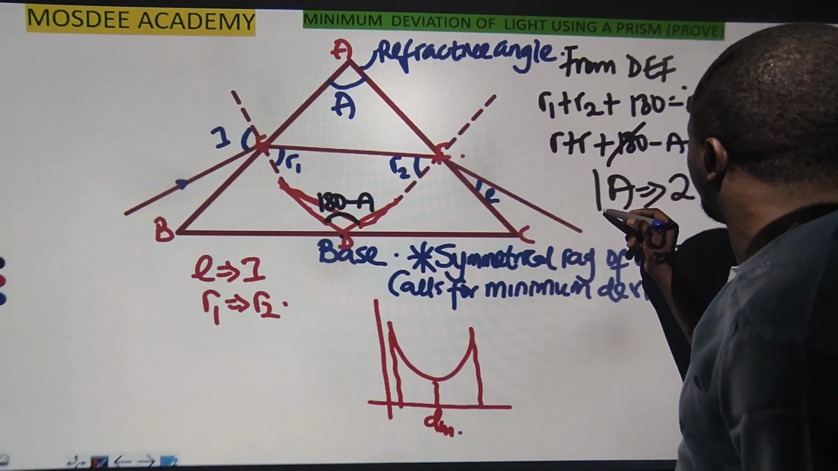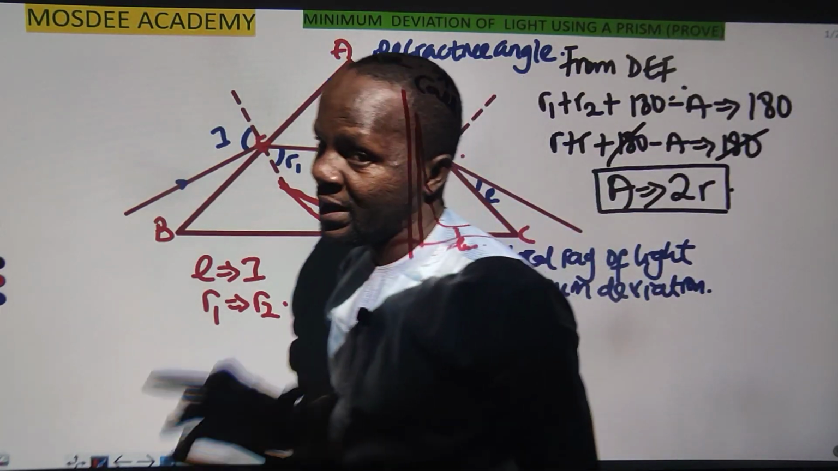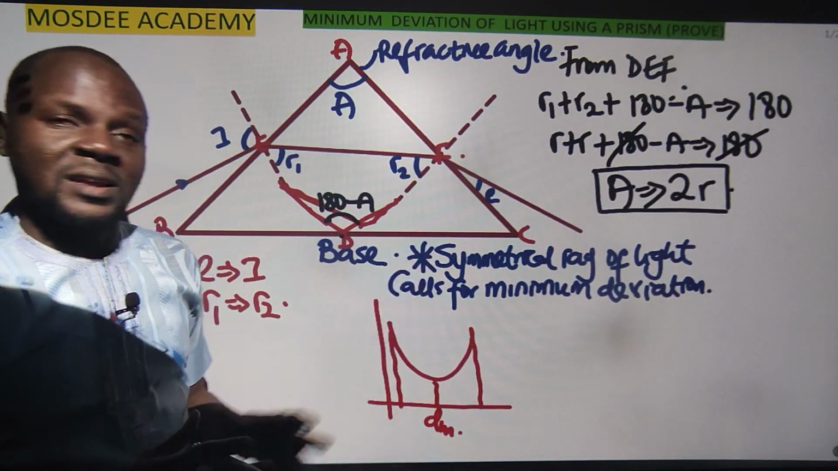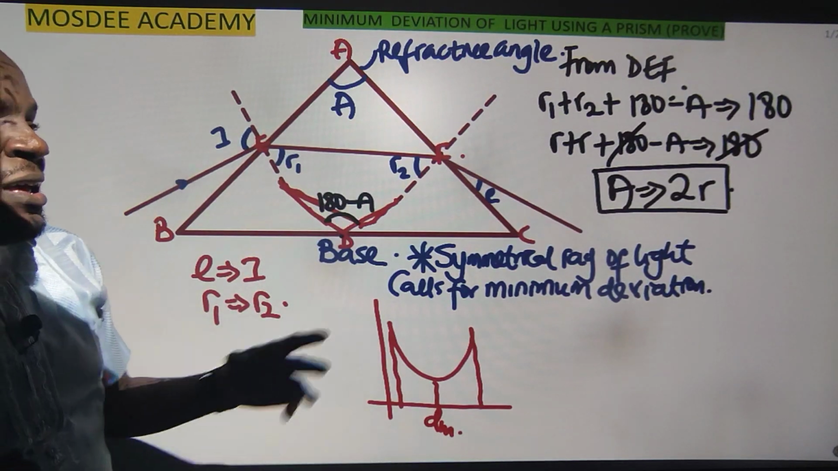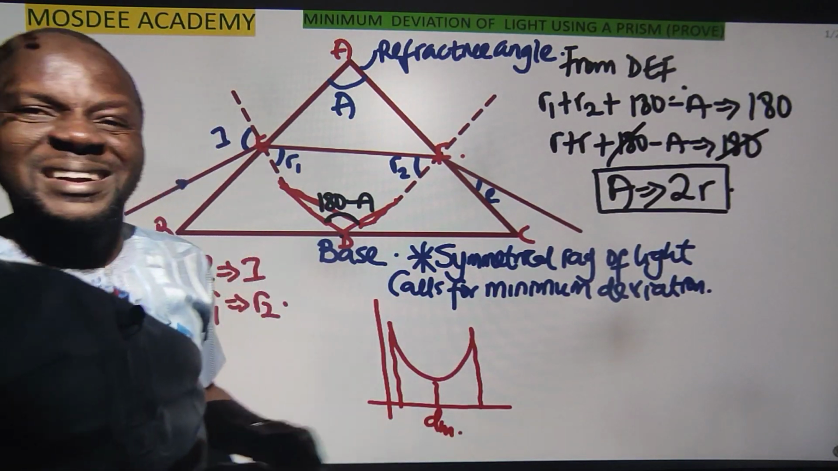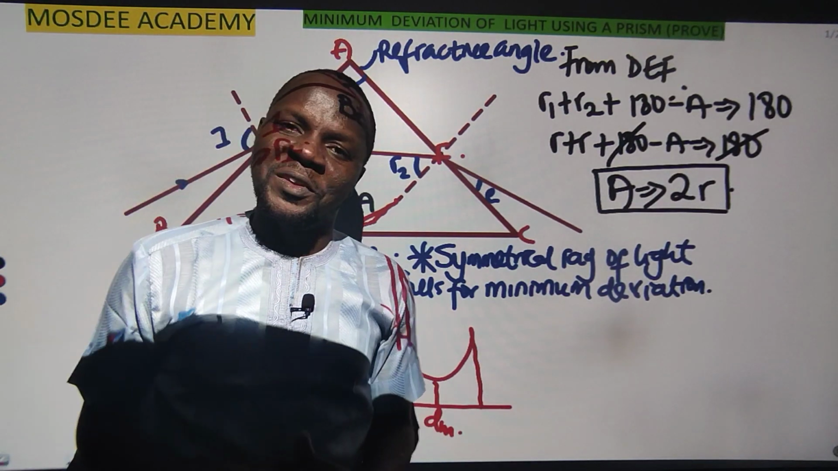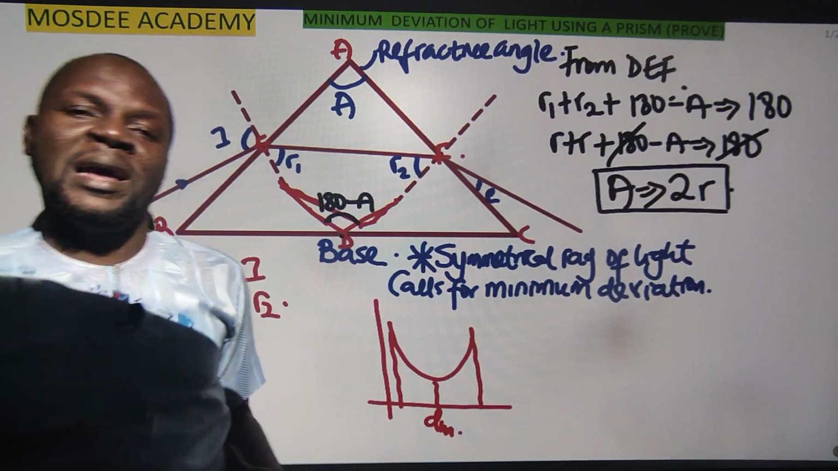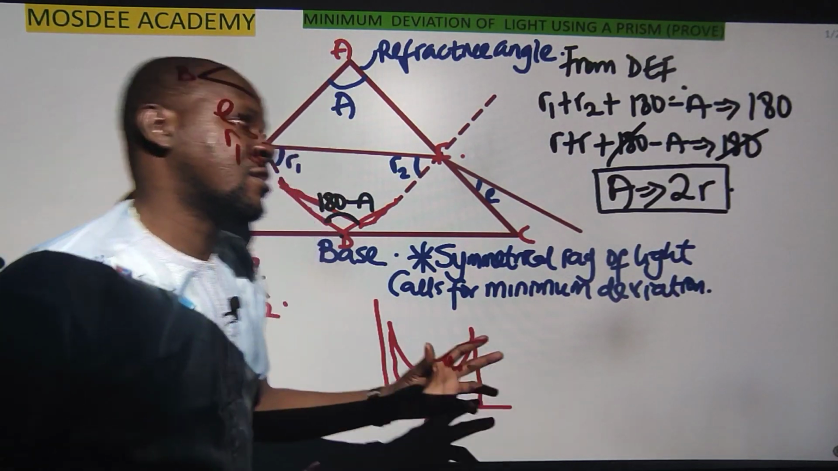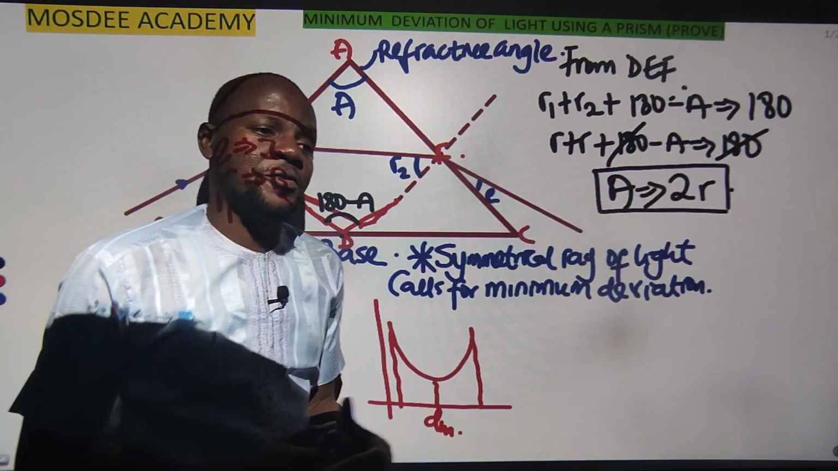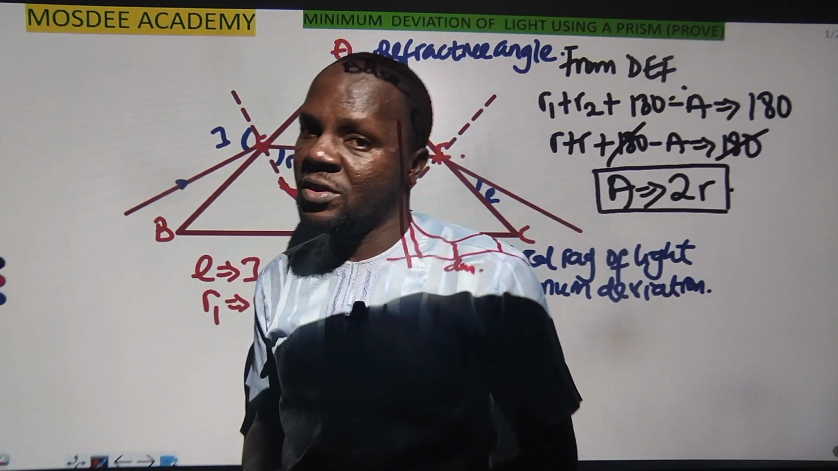This formula is the first derivation, the first formula I'm going to ring for you guys to understand. That means we are saying the angle of prism, the refracting angle, A, is equal to 2 times the angle of refraction, R. Most of the questions in your post-UTME and WAEC will test you on this simple formula. I hope students are following. So that is the first formula we are deriving. And the next formula will now be the one that explains the concept of minimum deviation itself.